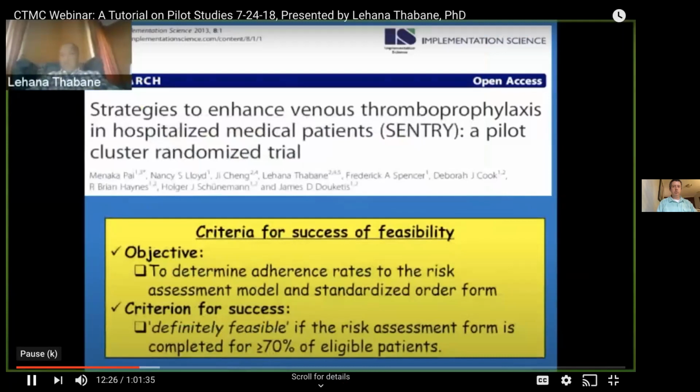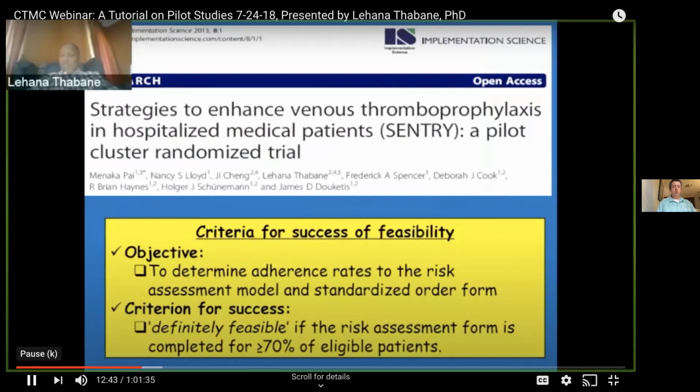Now, if you look at the literature, many of the studies really tend to neglect this aspect, and therefore it makes it even harder to interpret the results in terms of feasibility. How do we know that this was objectively done? This is one of the examples of the trials we did.